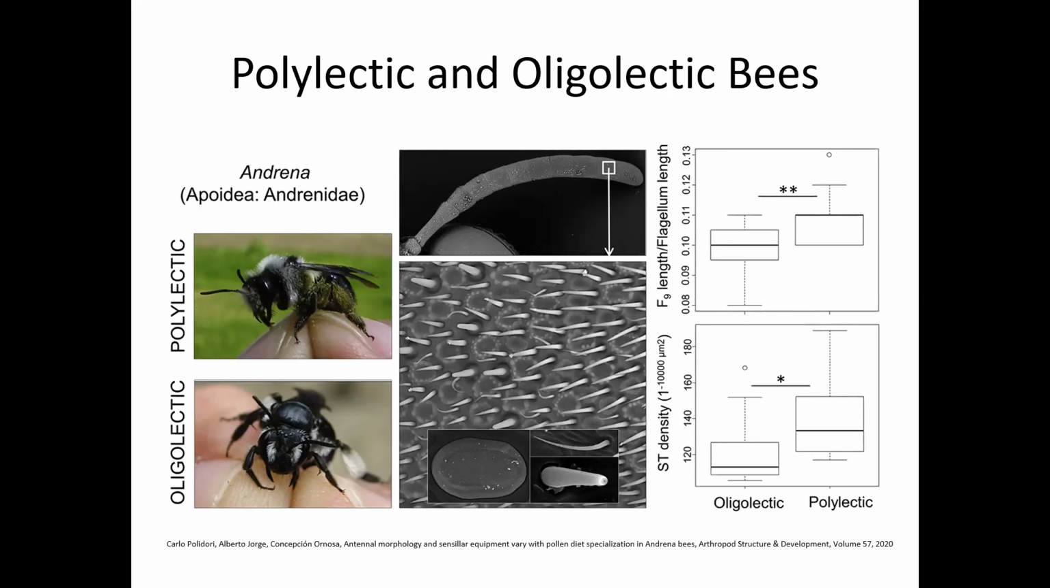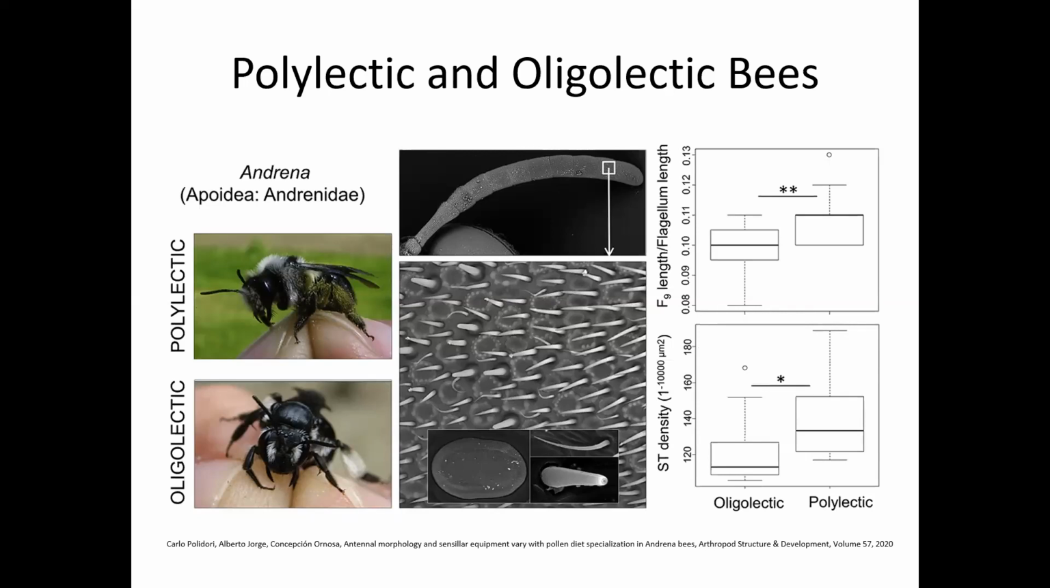And so here within this genus of bees, Andrena, those are mining bees. They're out early in the spring. They're often black and maybe a little bit hairy. So a lot of people don't realize these are bees. But there are oligolectic and polylectic species.